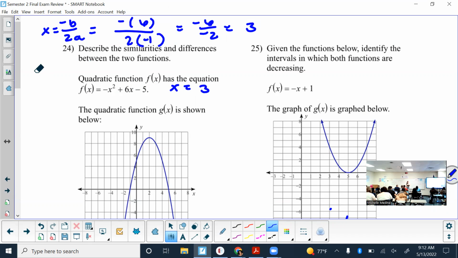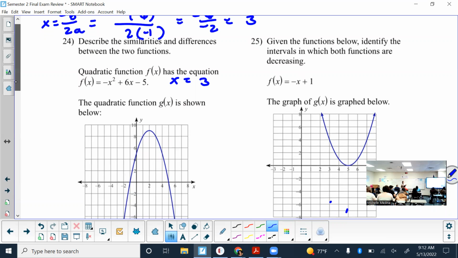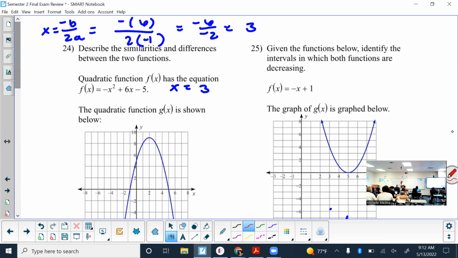What's my axis of symmetry for the graph? That you shouldn't have to do any math. Good. It's at x equals 2. So it's the line that splits the graph so that it's symmetrical on both sides. So then x equals 2. That's my axis of symmetry for this one. You can just visually look at it.